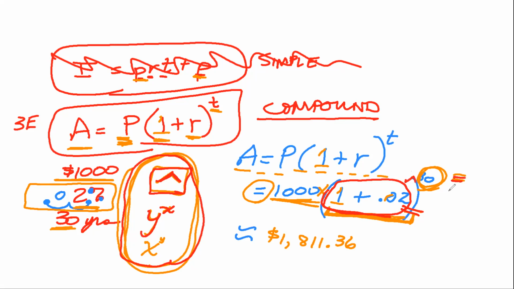I'm not going to keep writing stuff down because if I do, I'm rounding, I'm getting further off from the correct answer, plus it just takes extra time. So I've done the 1, the plus, the 0.02, the up to the 30. Now all I've got left to do is times 1,000 and hit equals. And when I do, I'm coming up with 1,811 dot and then round to the nearest hundredth, which is 36 cents.